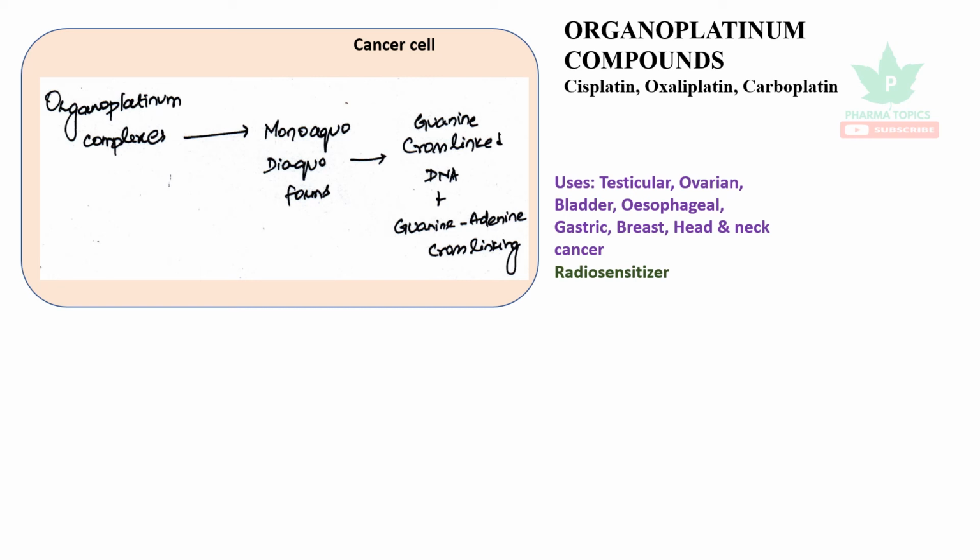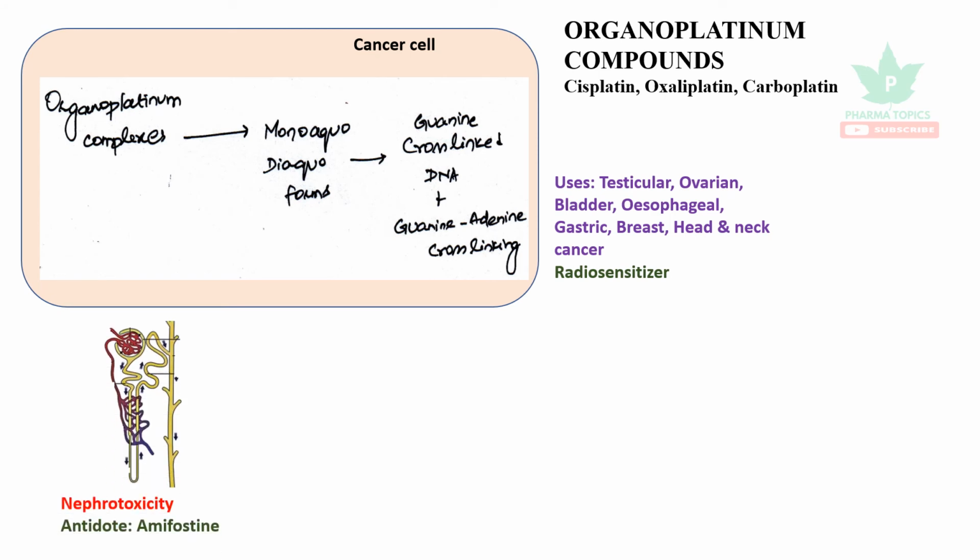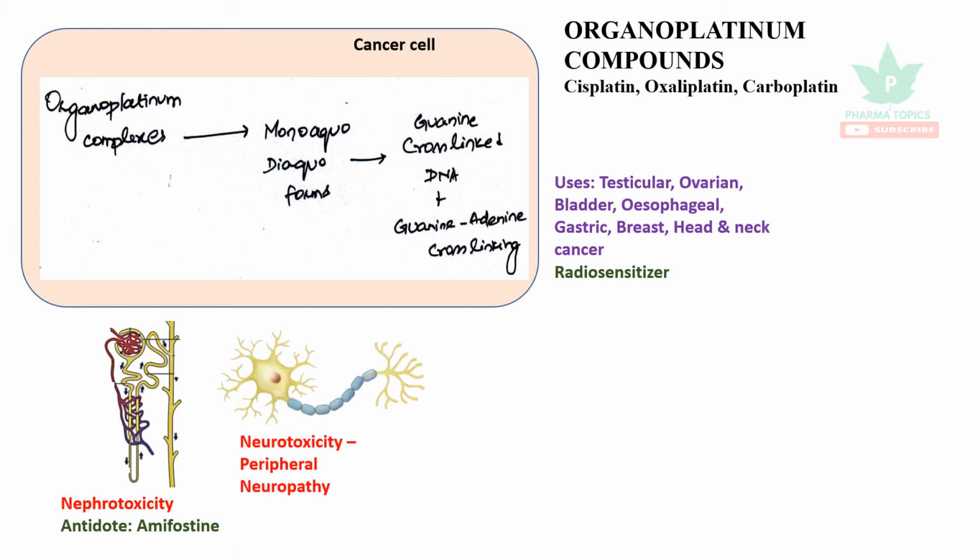It's a radiosensitizer, and because it increases the adverse effects of radiation, it should be used cautiously when the patient will be undergoing radiotherapy for treatment of cancer. The important adverse effects are, it is highly nephrotoxic. Amifostine is the antidote used to reduce the toxicity of cisplatin, and it causes neurotoxicity and peripheral neuropathy, and causes ototoxicity.